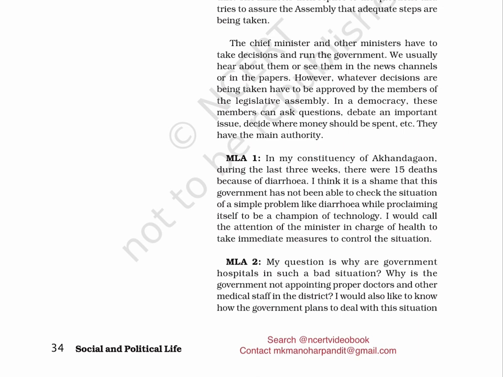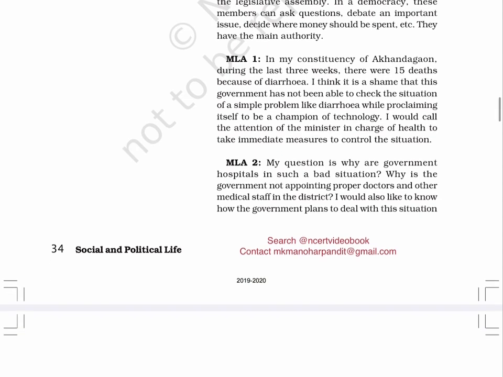MLA 1. In my constituency of Akhanda Gaon, during the last 3 weeks, there were 15 deaths because of diarrhea. I think it is a shame that this government has not been able to check the situation of a simple problem like diarrhea. While proclaiming itself to be a champion of technology, I would call the attention of the ministers in charge of health to take immediate measures to control the situation.